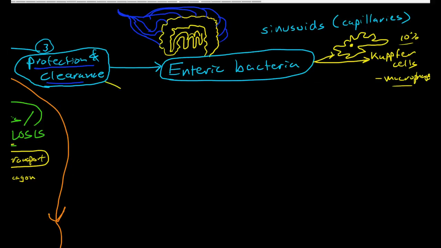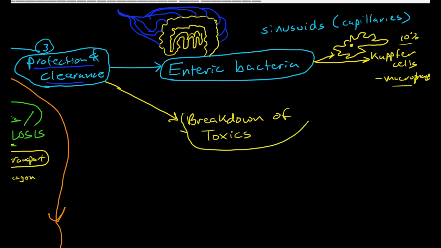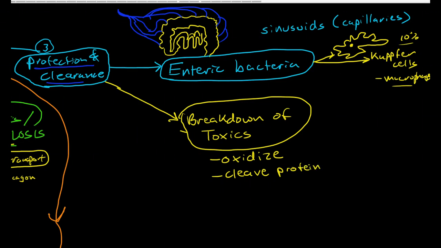Okay, and then next we have the breakdown of toxins. Those of you who have been in clinical practice or taken pharmacology courses know that the liver plays a very central role in the metabolism of medications and other toxins. And it has various ways of doing this. It can oxidize them, it can cleave proteins and break them in half, so they're no longer functional.